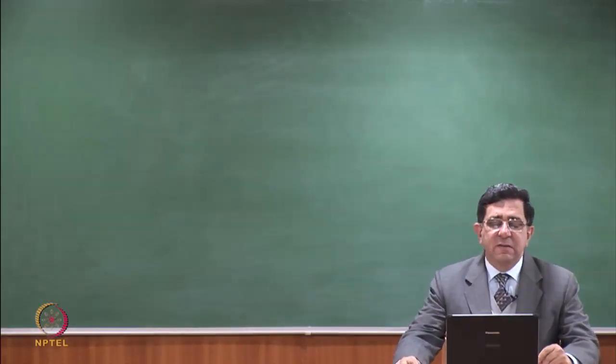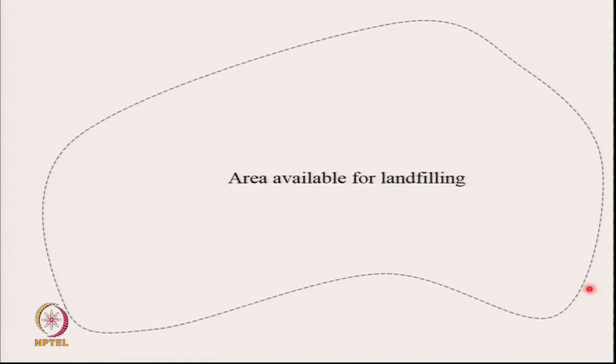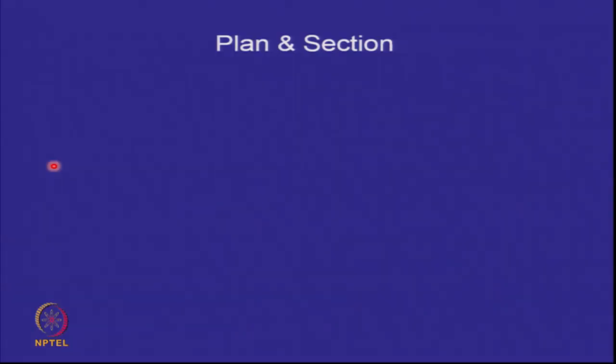So let us say that this is a site which has been selected and this area is available for landfilling. We'll be doing a lecture immediately after this on how to select a site, but let us say this is the site which has been selected and is available to us. This is the shape, this is the land. So my first step is to decide the plan and section of the landfill.